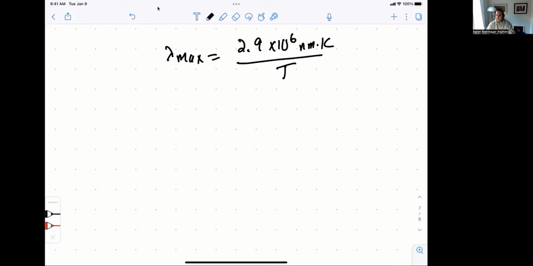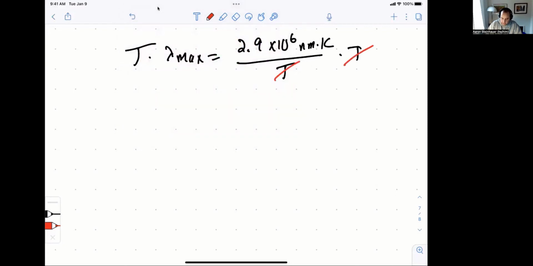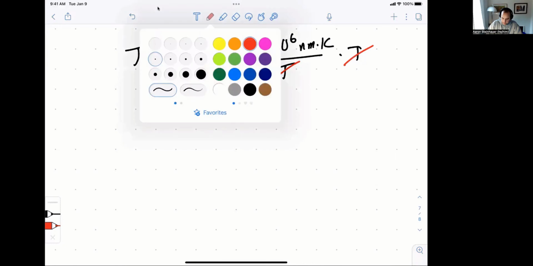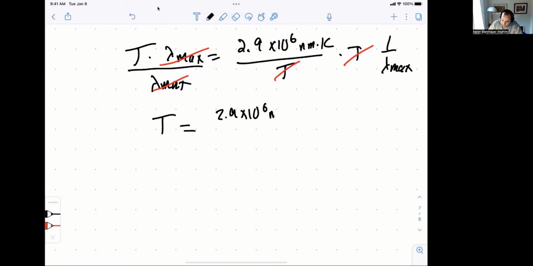Well, we just need to do some algebra to solve this for temperature. So let's go ahead and do this. Let's multiply both sides by T. That will get rid of the temperature over here. They'll cancel out. We're going to get temperature by itself on top. Now we can divide both sides by lambda max. The lambda max over here now cancels out. And we're left with T equals 2.9 times 10 to the 6 nanometer kelvins divided by lambda max.